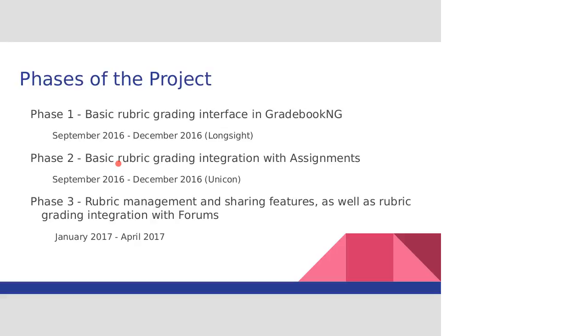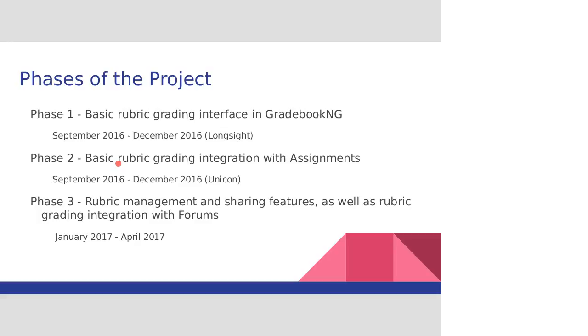But actually, I've recently spoken with some of the folks at Unicon, and it looks like we might be splitting up some of the development here. So they might be able to develop phase 2 concurrently with phase 1. So that would also start in September. And phase 2 deals with integrating the rubric grading interface with the assignment tool, because we heard from a lot of folks that was a really essential piece. I mean, that's what people use the rubric to grade in most cases. So we really wanted to be able to tie that in quickly.